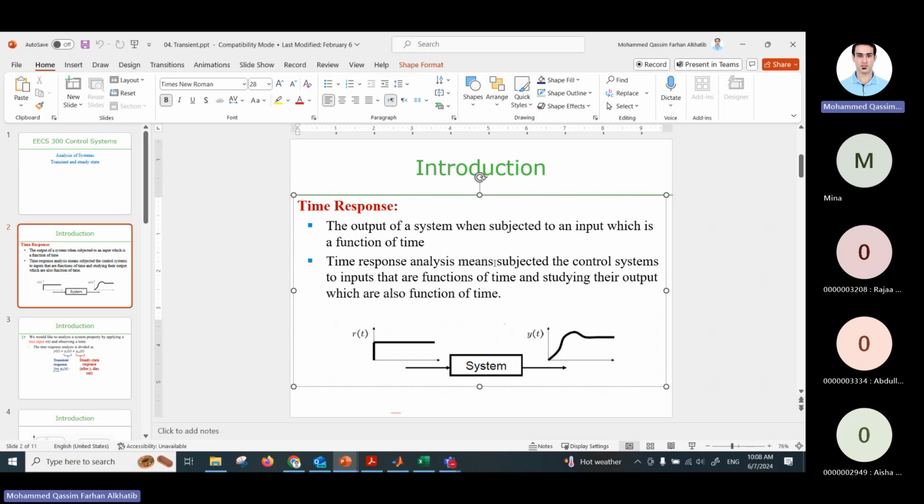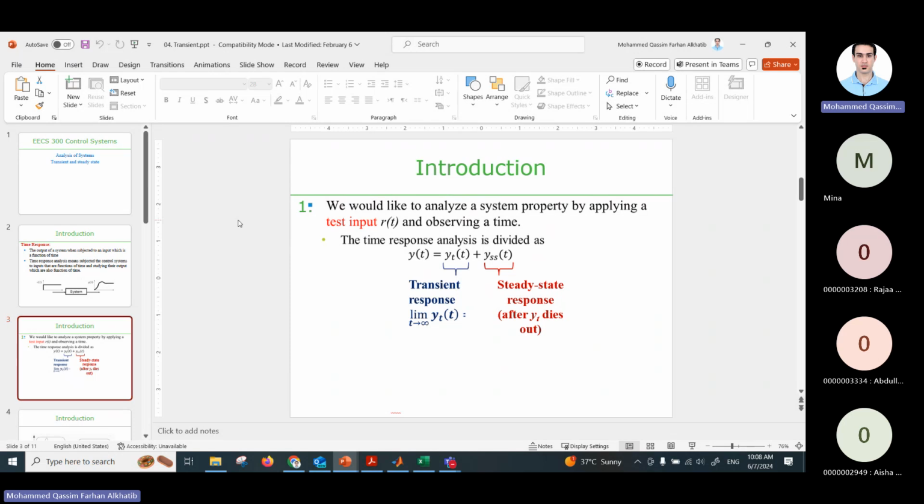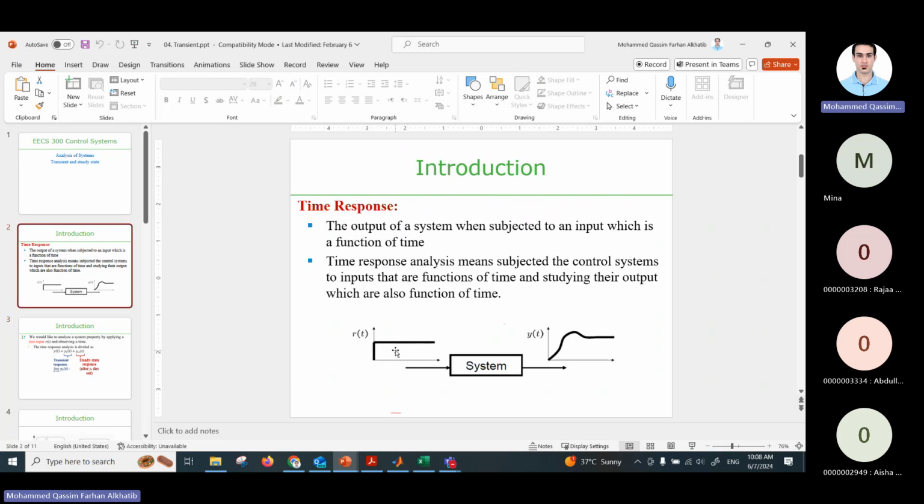So time response analysis means subjecting the control system to inputs that are functions of time and studying their output, again as a function of time. So usually the response is divided in two parts, a transient state and steady state. So basically the moment when you switch on the system, like here, the moment you apply the input to the system, what will happen? How will the output look like?